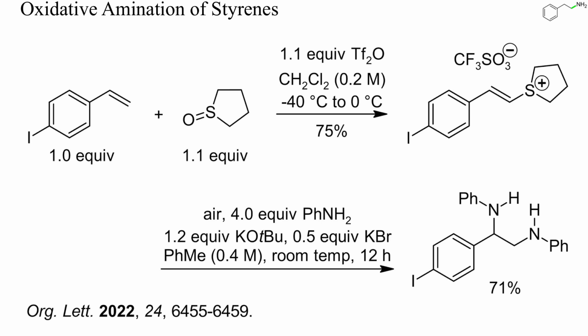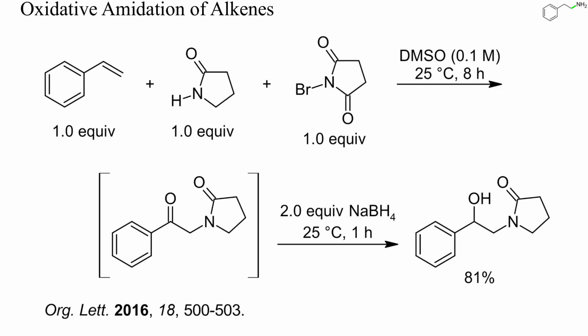A simpler method would have been chlorination or bromination of the styrene, followed by twofold nucleophilic substitution. Another strategy of aminating styrenes is by treatment with a mixture of an amide and NBS. After reduction of the intermediate aminoketone, a high yield of amido alcohol resulted.